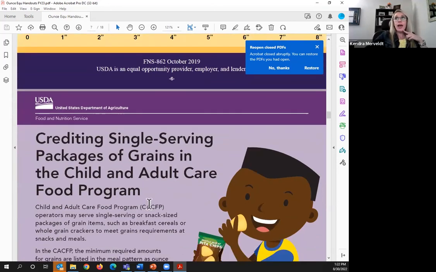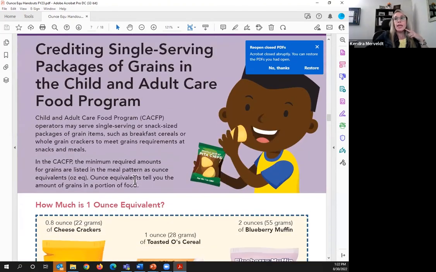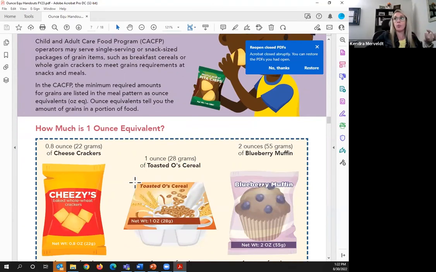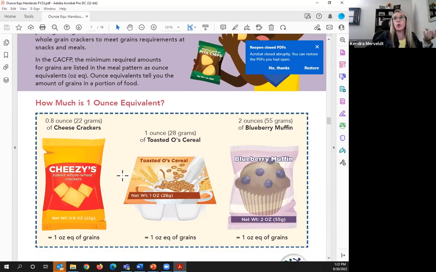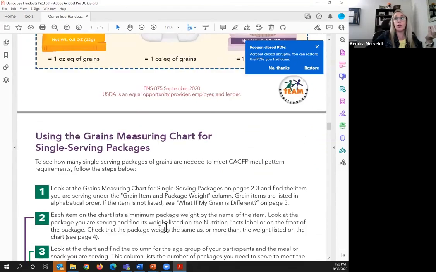The next one in there is called single serving packages. A lot of people were doing this with COVID, buying individual packaging of items. You weren't necessarily handing them out from one box. So this is another guide on how much you need to serve if you're buying in single serving size. So again, you can use this as well.